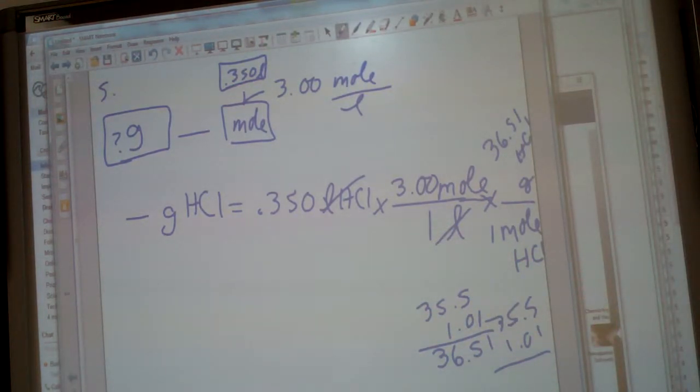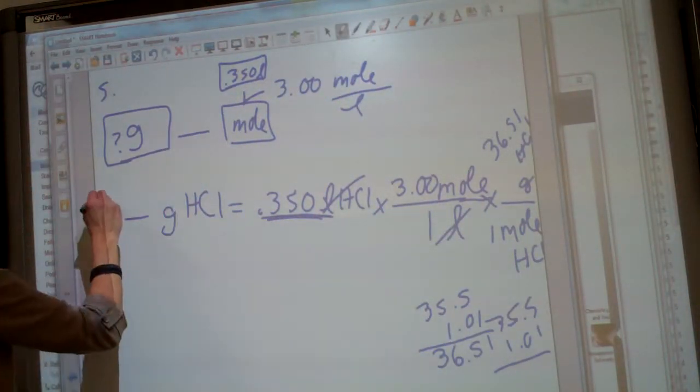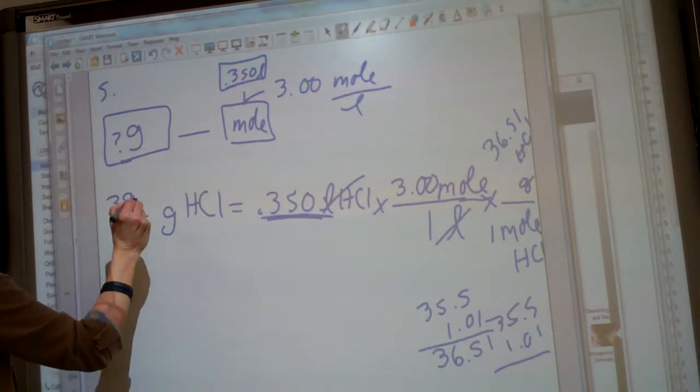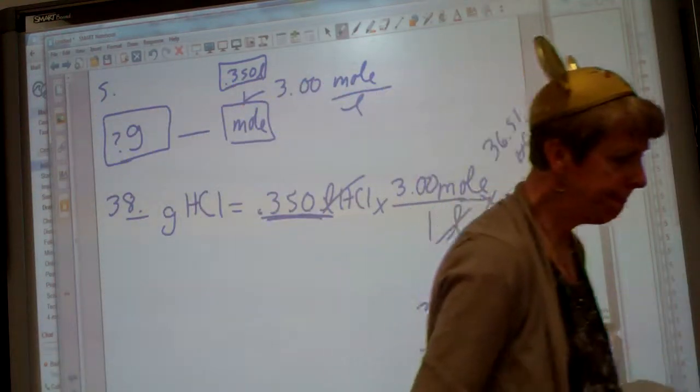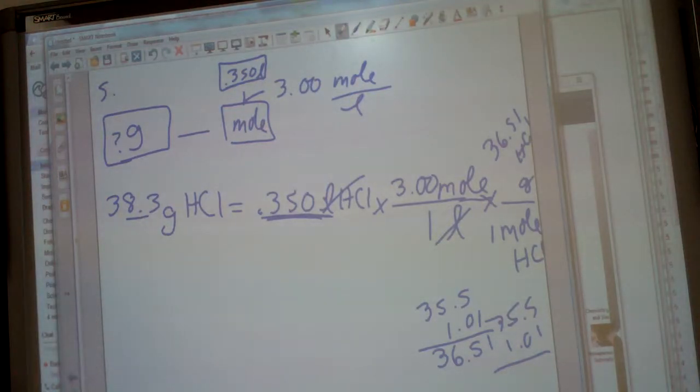What's my answer here? How many grams should I throw into some water? 38.3. There were 3 sig figs there. Why did I get 5? You're right, 38.3. Okay. That's game, set, match. Go ahead. Yep. All right.